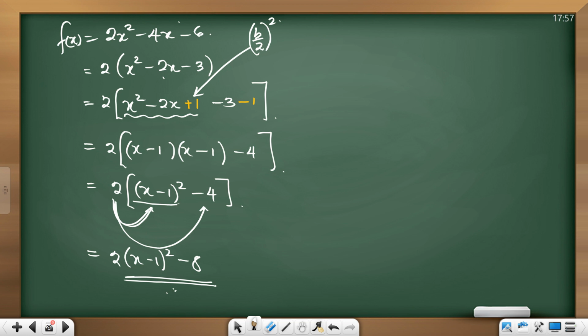Okay. You said you found your turning point. What's your turning point? 1. Okay. Because these values actually represent your turning point. Your turning point is 1 and negative 8. You'll still be fine, but remember to change that sign into negative.